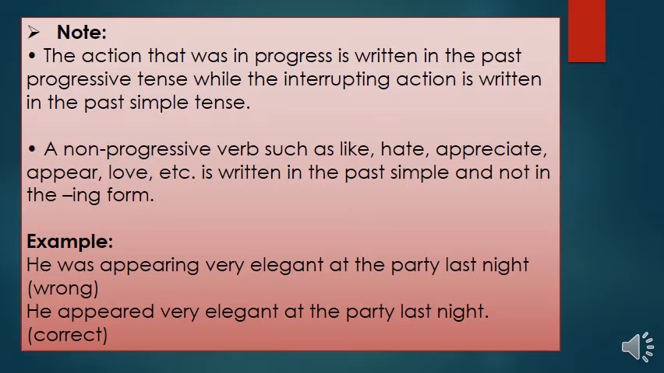A non-progressive verb such as like, hate, appreciate, these are non-progressive verbs, stative verbs, which are verbs that do not take the ing form. They are always used in their simple form. I cannot say he was appearing, he appeared. I cannot say he was feeling, he felt, he was smelling, he smelled. All of these verbs are used in the simple past tense only.